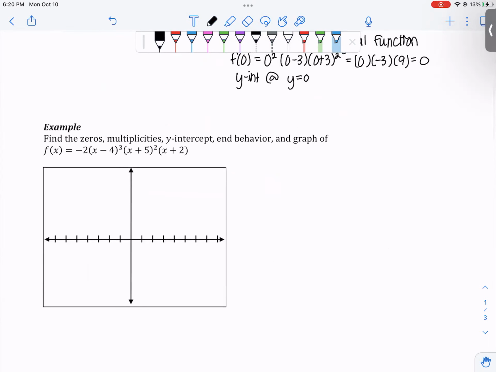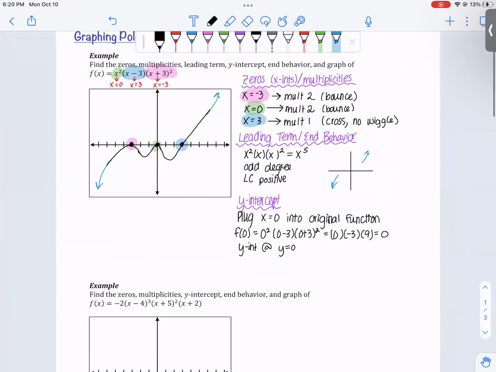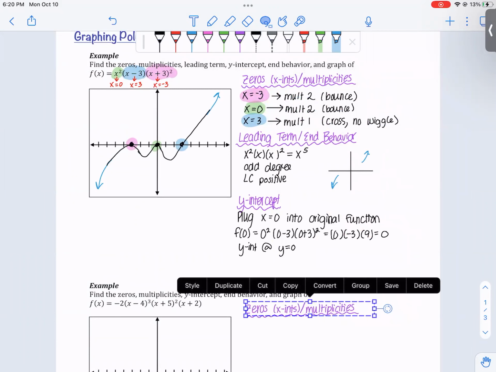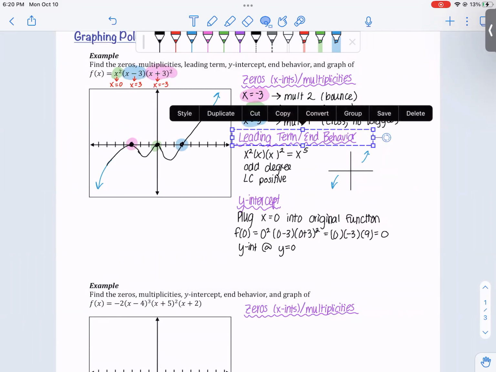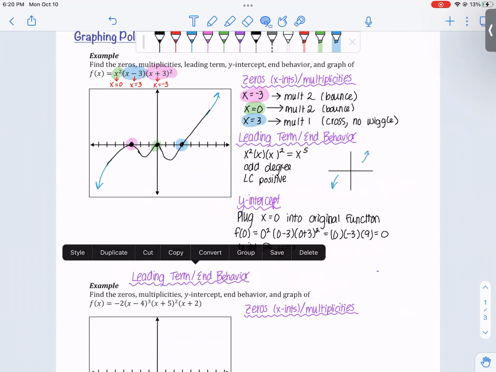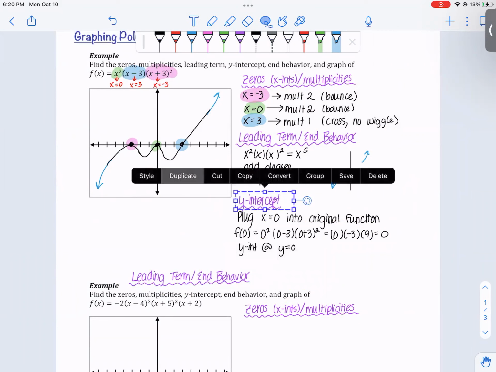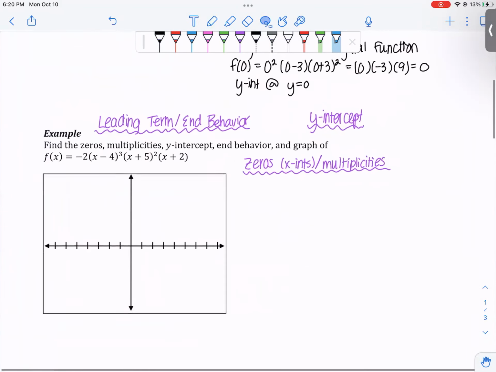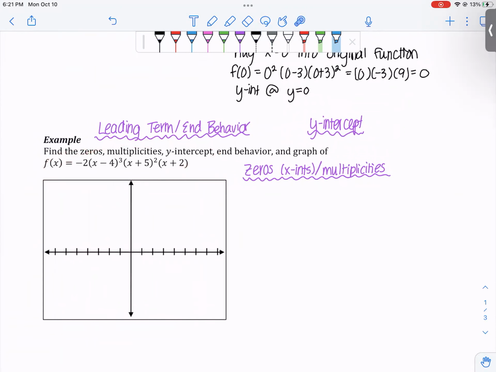Let's go ahead and do another one. And I am lazy, so I'm going to do this. Technology is wonderful. All right. The x-intercepts for this guy, the zeros for this guy. There's nothing from the negative 2. If there were an x here, we'd have x equal to 0 as an x-intercept, but we don't.